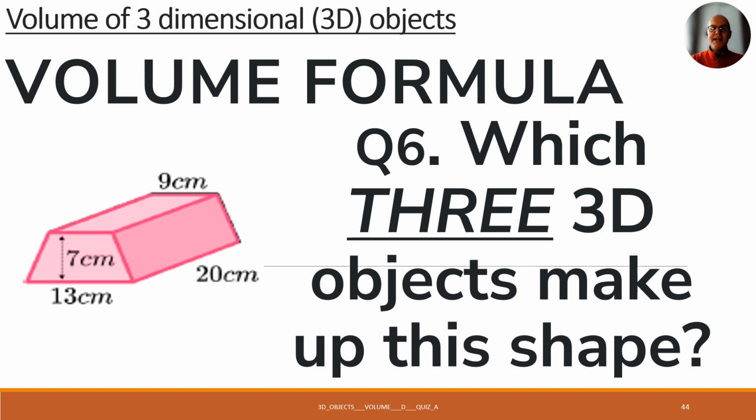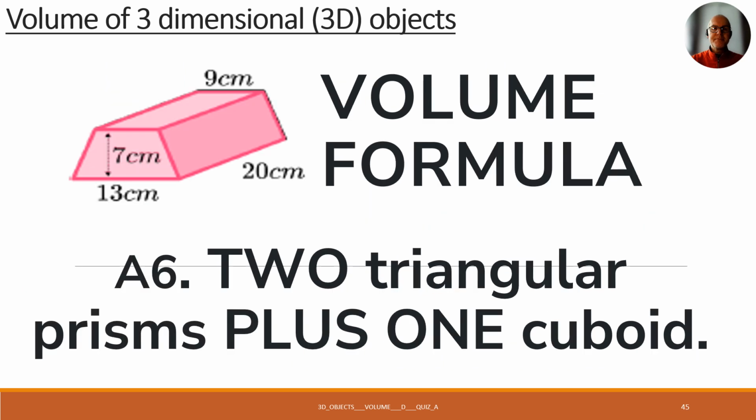So the alternative way is to break down this trapezoidal prism into 3 separate 3D objects. So which 3 3D objects make up this shape? If you break down this shape into its constituent parts, you would have 2 triangular prisms plus 1 cuboid.